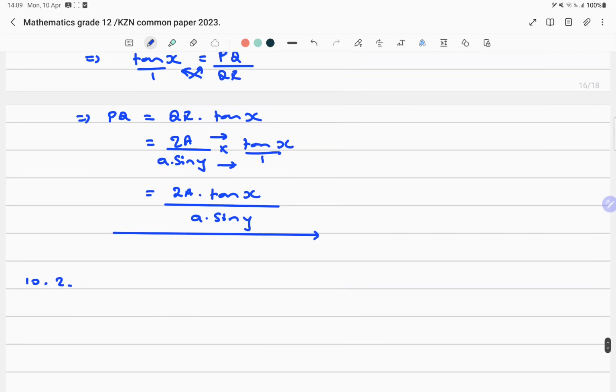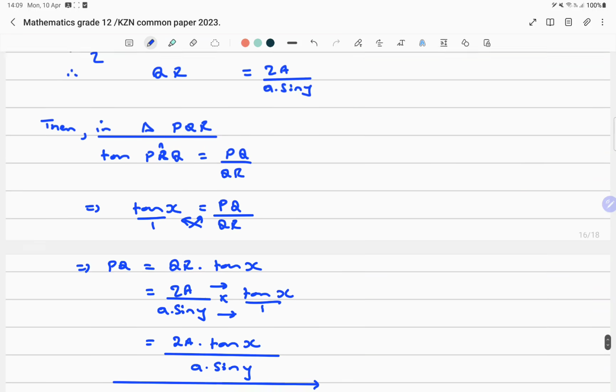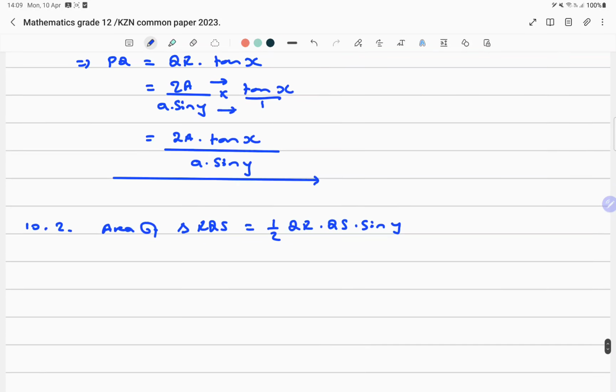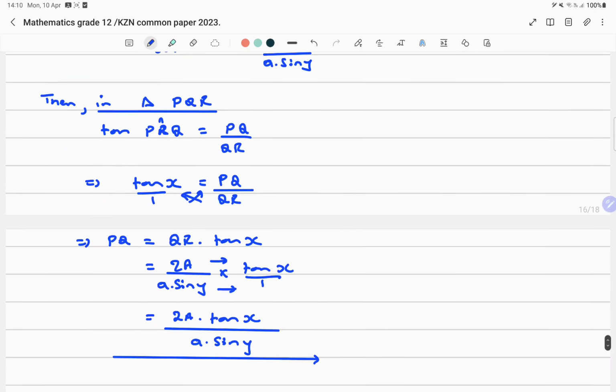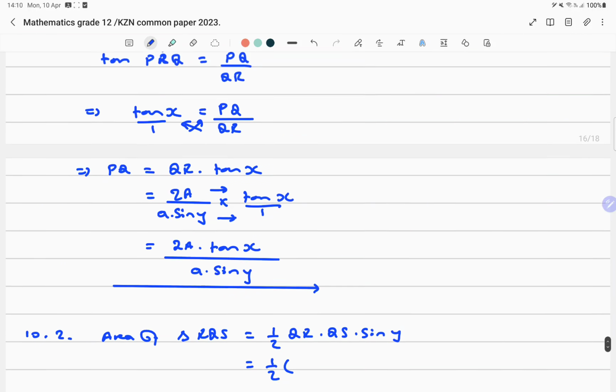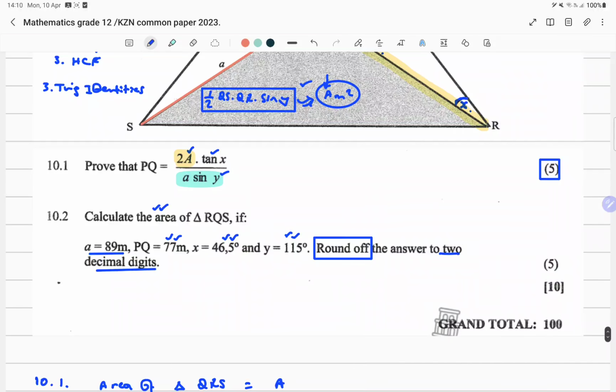So we know that to find the area of triangle RQS, we're using the area rule, it's half QR times QS times sine of angle Y. It's as simple as that. And then let's work it out. This is 1/2 into QR. The problem now with QR is that we have to deal with it in terms of that expression. So it's 2A. What is that? Now I can see why this is 5 marks. Something needs to be sorted here.